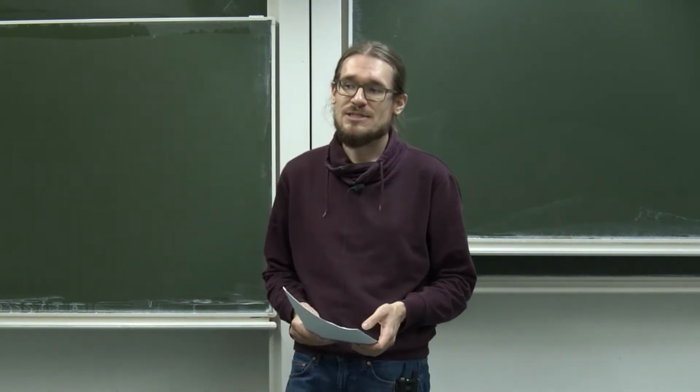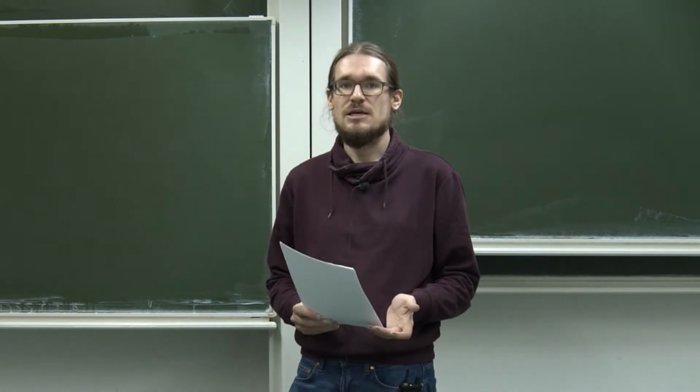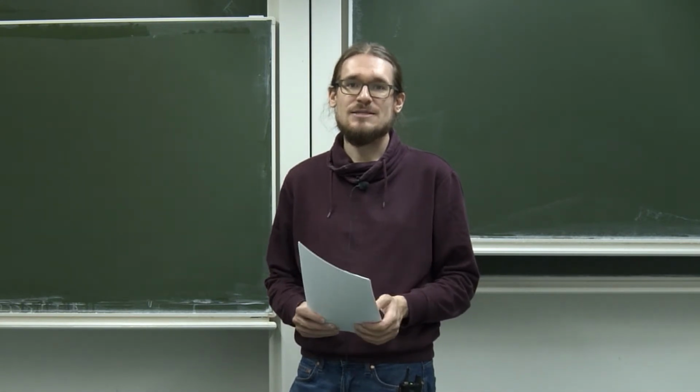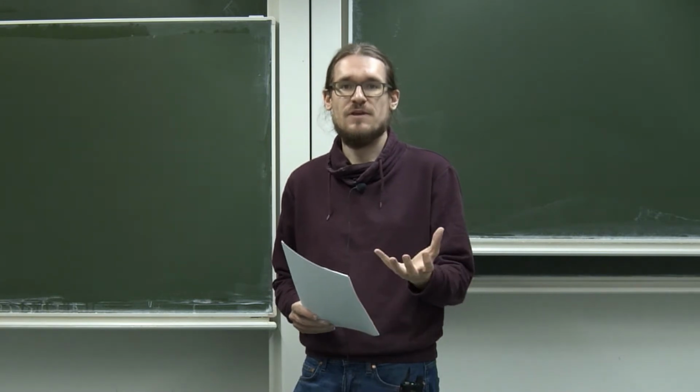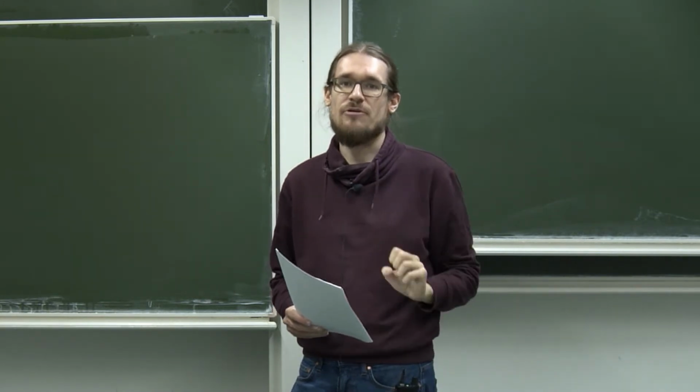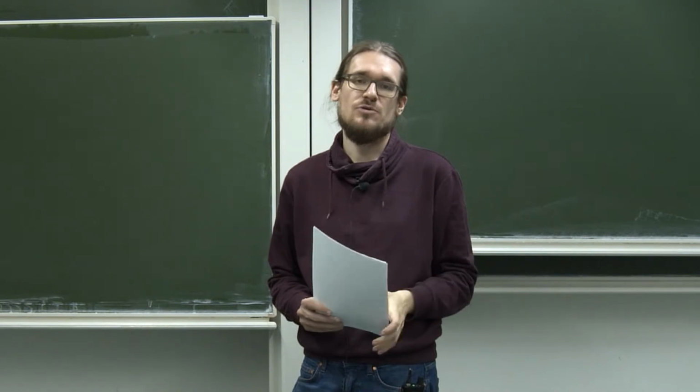In particular, we will see that limits and colimits in D of A are quite easy to compute. They're usually just given by lifting the diagram to a diagram in K of A and computing the colimit there.